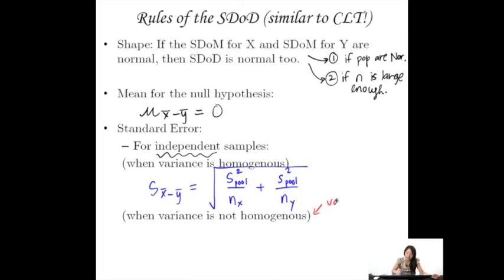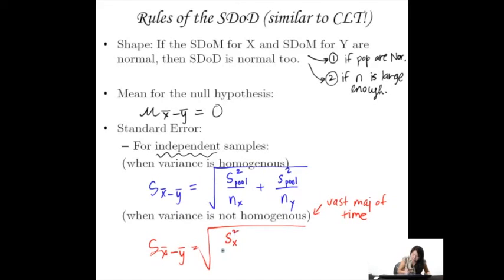Okay, so what about in the case where variance is not homogeneous? And this is the vast majority of time. And when in doubt, when you don't know anything about the variance of the populations, go with this one. It's just a safer option. So that's going to mean that this standard error is represented by the variance of x over n sub x plus the variance of y over n sub y. Add these together and square root the whole thing.